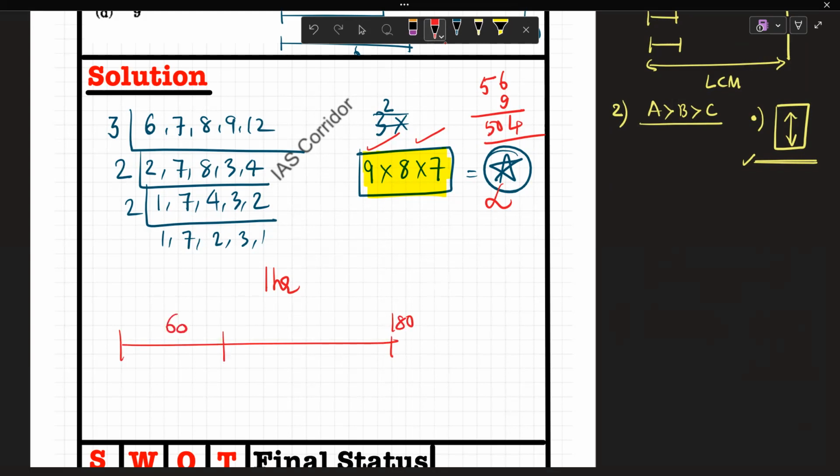They will meet after 60 days. So how many times does this 60 repeat? How many pairs of 60 can you get? You get 3 times the 60 will repeat. So what I did was 180 divided by 60.